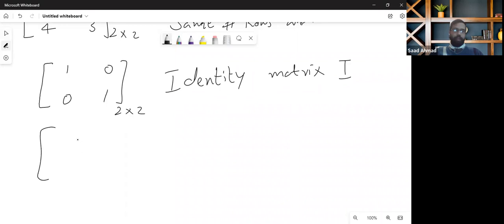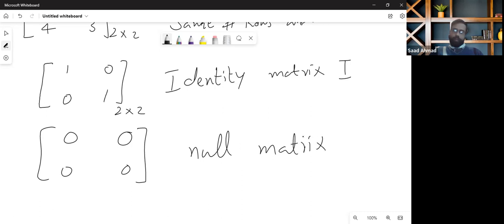There is a null matrix, like 0, 0, whose entries are all 0. That one is called a null matrix. It has all the entries as 0. It can also look like this one, this one. They are different. This is 1 cross 1. This is 2 cross 2. They're still null matrices, but they are different.